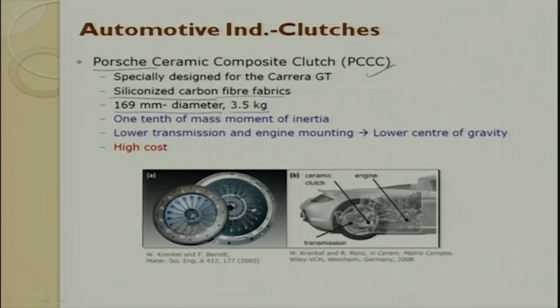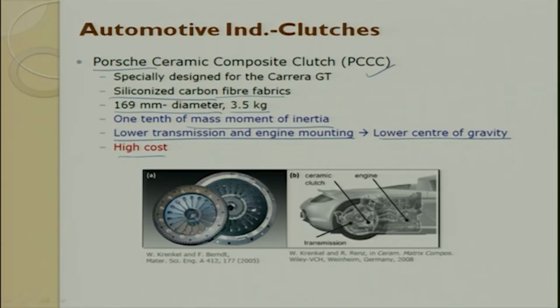Earlier it was made out of cast iron, which was like 7-10 kgs, now it has come to 3.5. 1/10 of the mass moment of inertia comes because of these ceramic matrix composites, which is a huge reduction in energy consumption and all those things. Lower transmission and engine mounting, lower center of gravity, and the cost is very high. Since the technology has not become popular, it is an intellectual property technology, so still it is expensive.